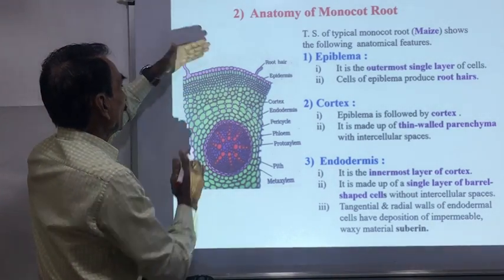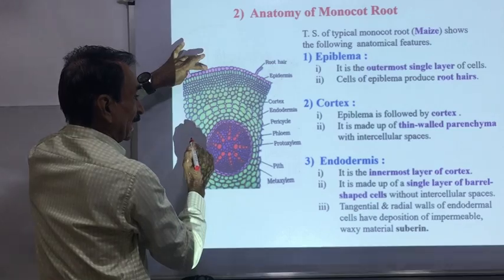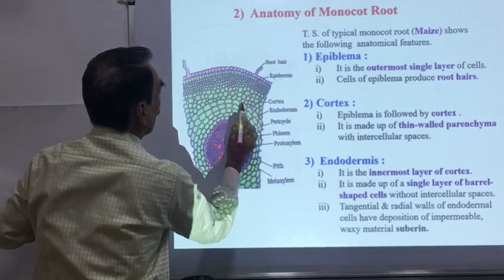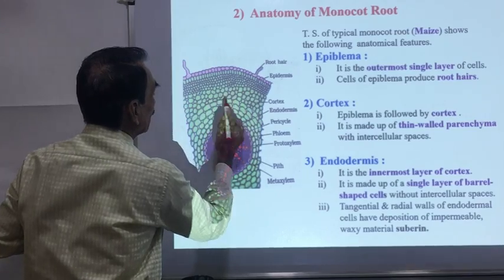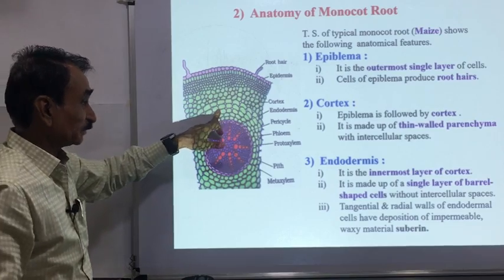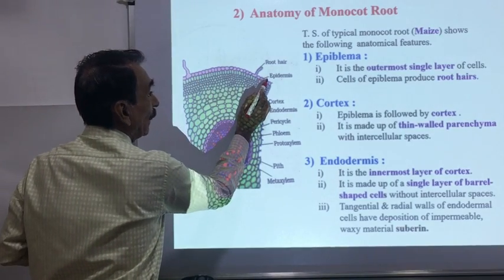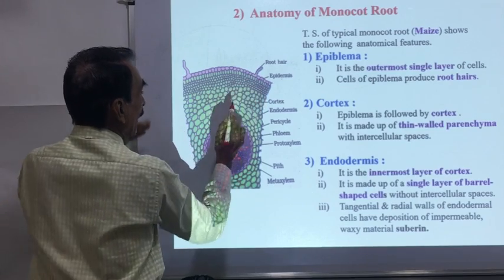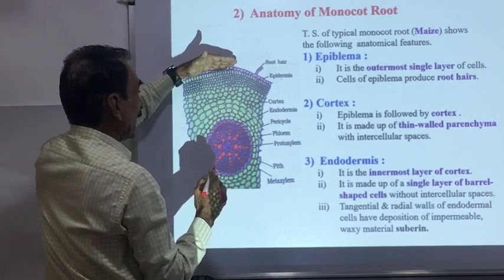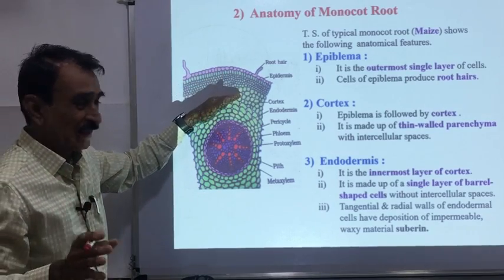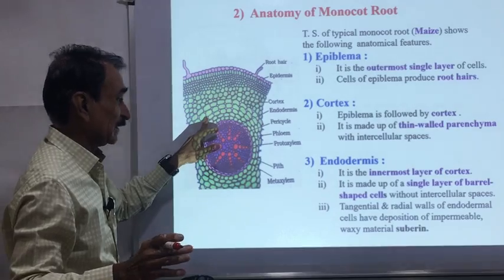The epiblema is followed by the cortex, and this cortex is made up of thin-walled parenchyma cells. You can see these are the thin-walled parenchyma cells with intercellular spaces. Epiblema is the outermost layer. Root hairs are the outgrowths of epidermal cells. Epiblema is followed by the cortex. Cortex is made up of parenchyma cells which are thin-walled with intercellular spaces.